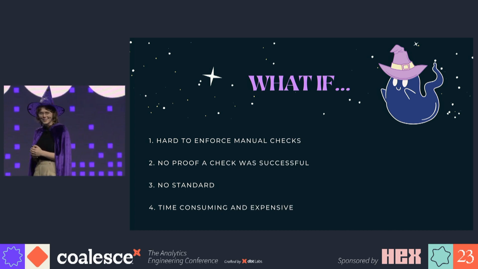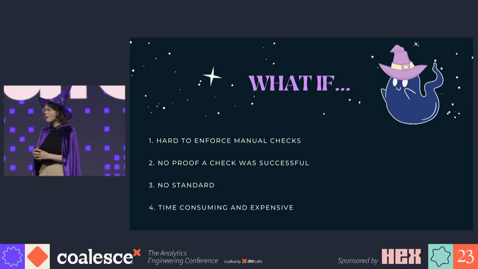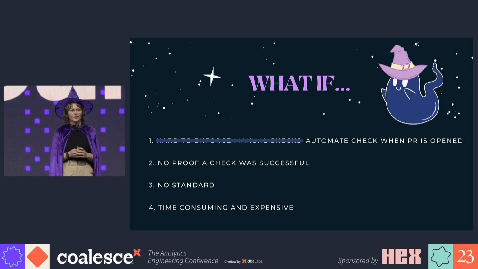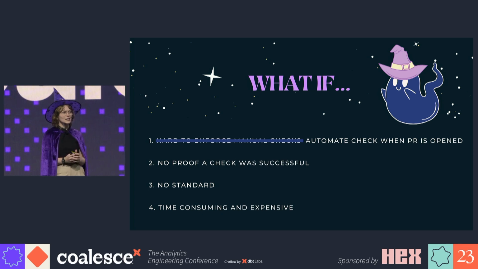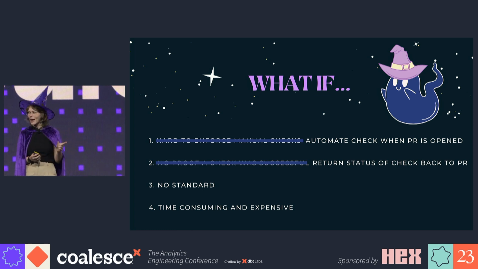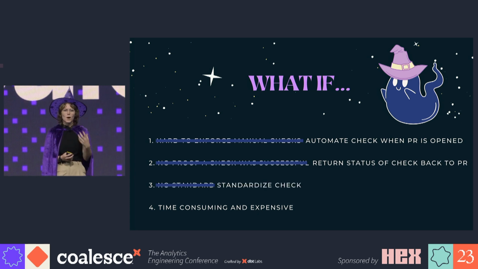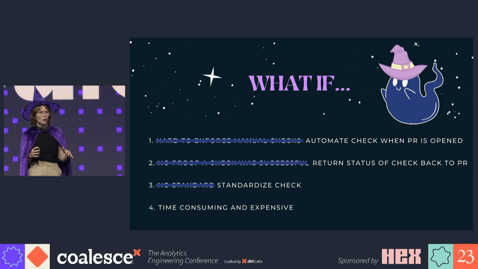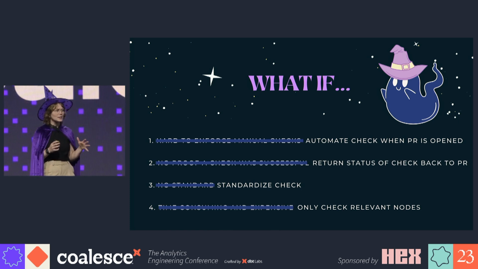If only there was a way to ensure that you'd still catch breaking changes before they were merged into production, while also avoiding all of these issues. What if I could set up an automatic check that kicked off every time a developer on my team opened up a pull request? What if I could return the status of that check back to the pull request for my reviewers and team to see? What if I could standardize this check so that every pull request was validated in the exact same way? And what if I could speed up this process by only running this check on the data assets that were relevant to my code changes?